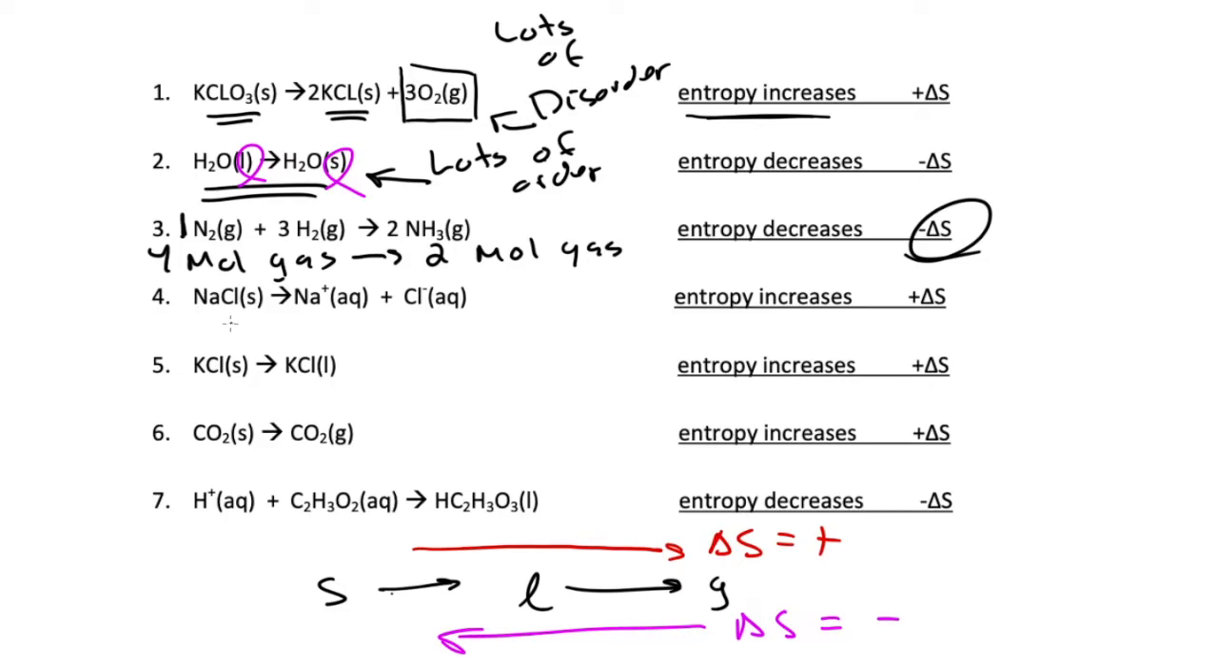Let's try this one. I've got a solid, and then I go over to aqueous. Well, a solid has the most order of anything, a very structured pattern. And so a solid going to anything is going to increase the amount of entropy. So that's what that's going to look like.